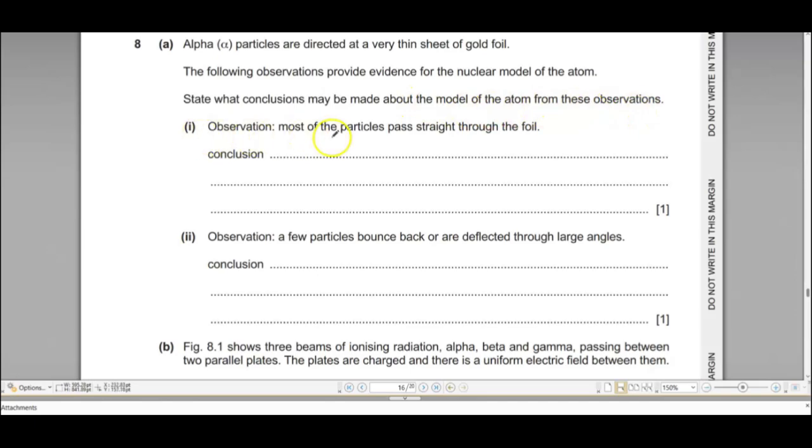Okay, observation: most of the particles pass straight through the foil. So the explanation for that would be that the atom is mostly empty space, or the nucleus is tiny. You can write any one of these. I've written down the conclusion that I just told you.